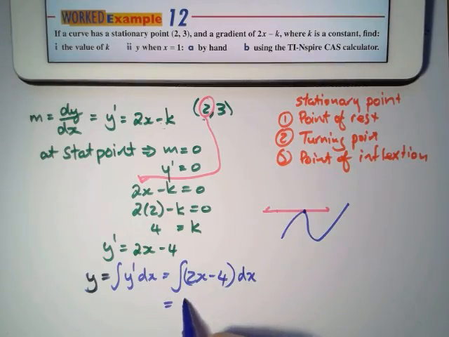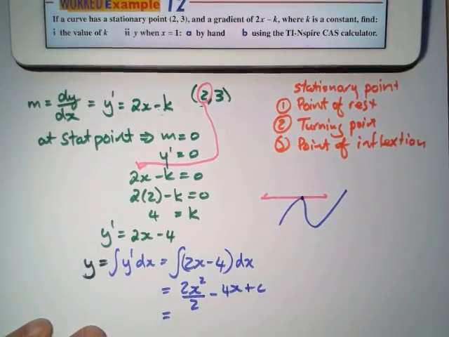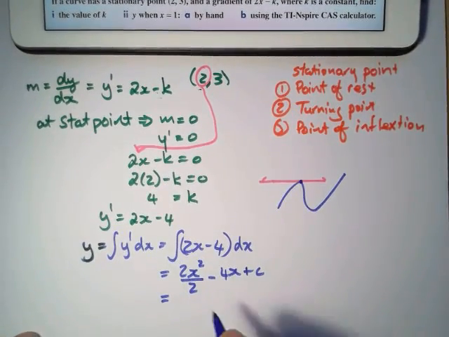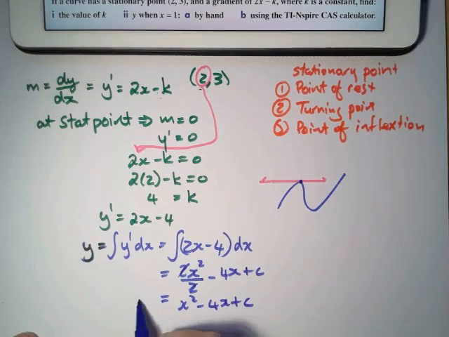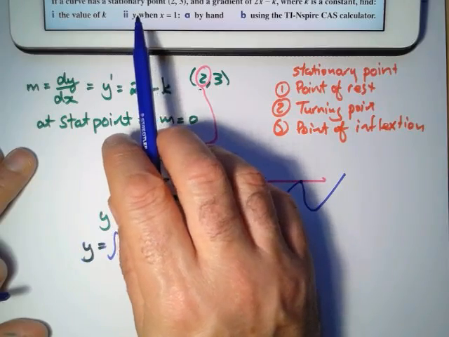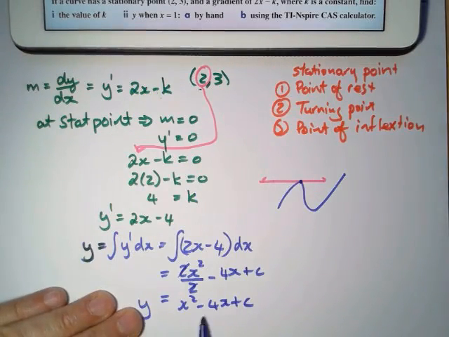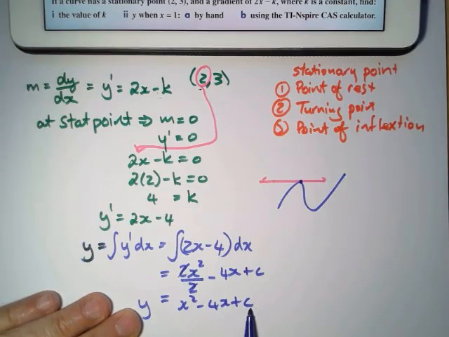So if I integrate this, it becomes 2x, add 1 to the power, that's 2, divide by the new power, which is 2, minus the constant value adds an x, plus c, which equals, that cancels, x squared minus 4x plus c. That is what y equals now. What did they ask us? They said, find out what is y when x is 1. So I can find out what y is if x is 1. But I still don't have c.